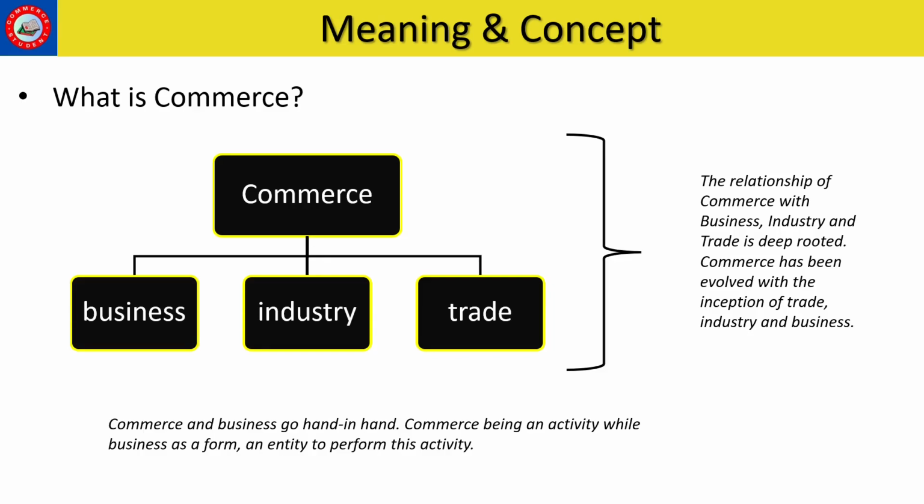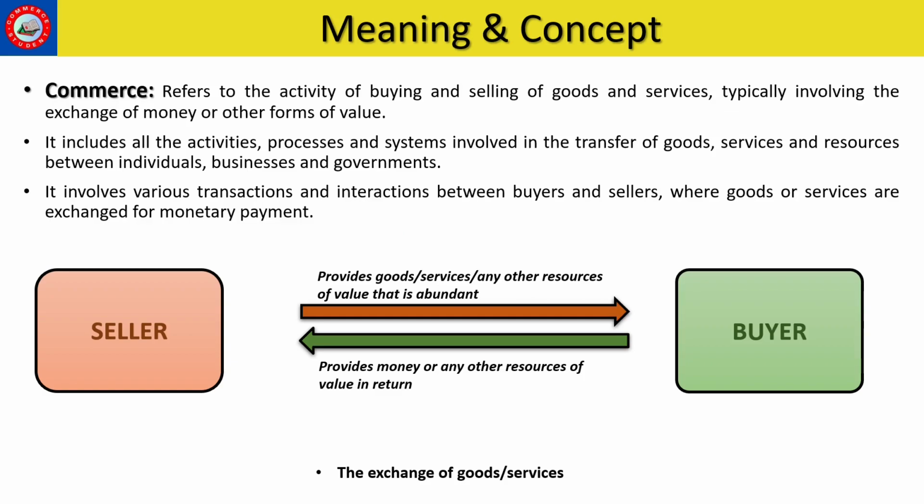So they are interlinked. But commerce is an activity and business is actually a forum by which this activity is performed. Okay? Here I mentioned commerce as an activity. But what kind of activity is it? Let's find out. So commerce is an activity of buying and selling of goods and services, and it also should involve money. If there is an exchange of goods and services, on the other hand, there should be an exchange of money.